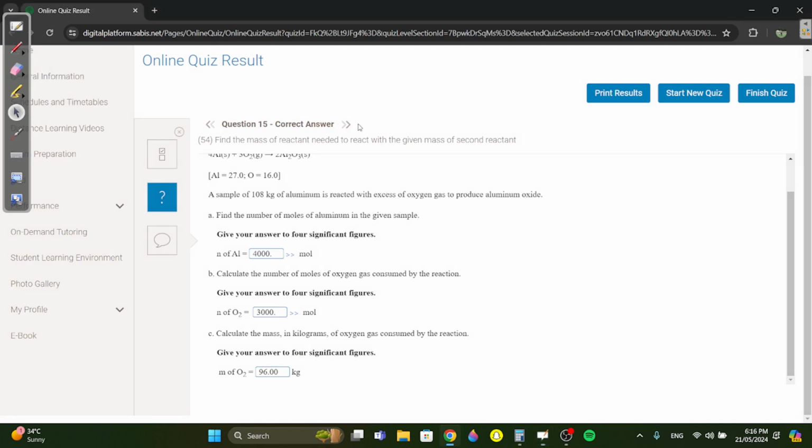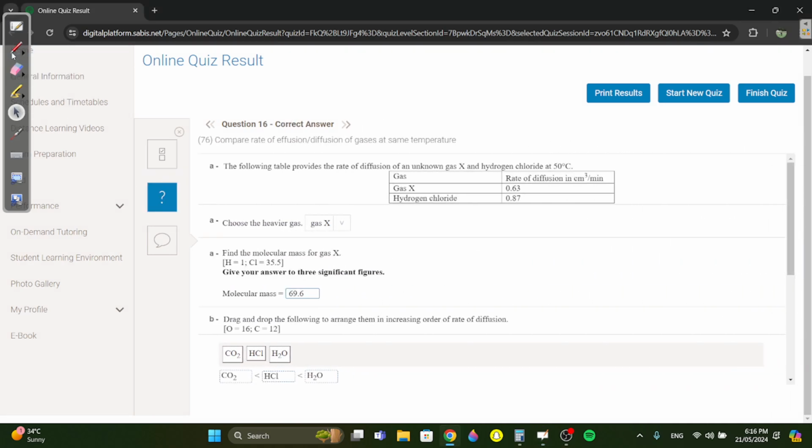Question 16. Which is the heavier gas? Obviously the one that has a lower rate of diffusion, which is gas X. Find the molecular mass for gas X. Use V1 over V2 equals radical M2 over M1. I'm just going to substitute, I'm not going to solve it. V1, always put the lighter gas up.